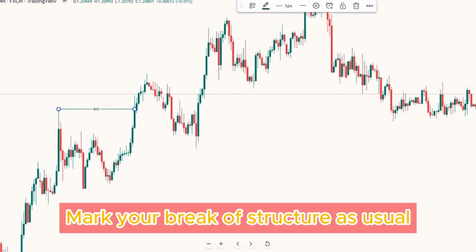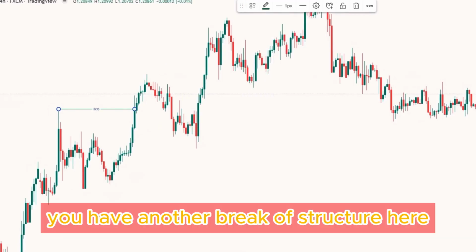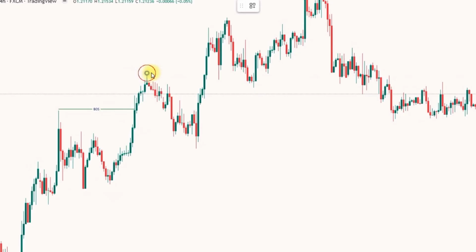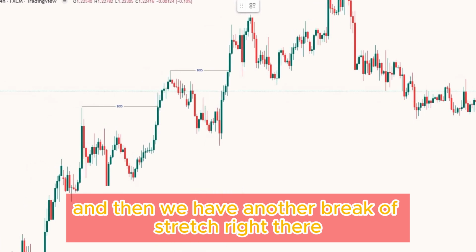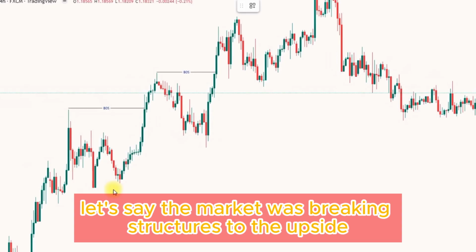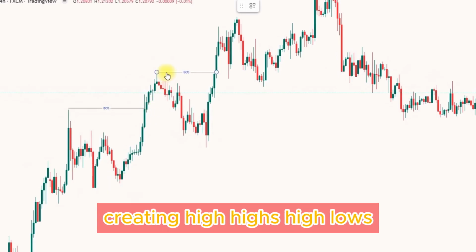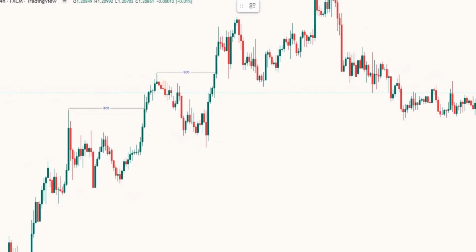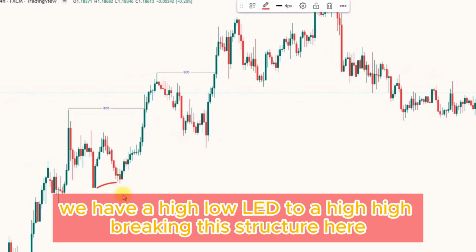Mark your break of structure as usual. You have another break of structure here. Okay. And then we have another break of structure right there. So what happens here is, let's say the market was breaking structures to the upside, creating higher highs, higher lows. We have a higher low that led to a higher high, breaking this structure here.